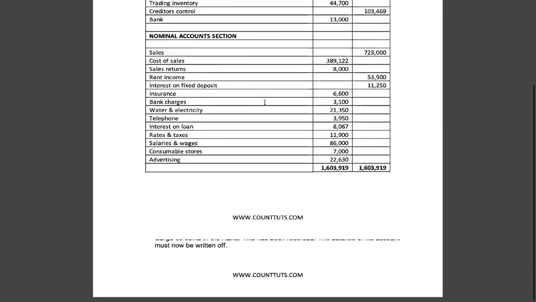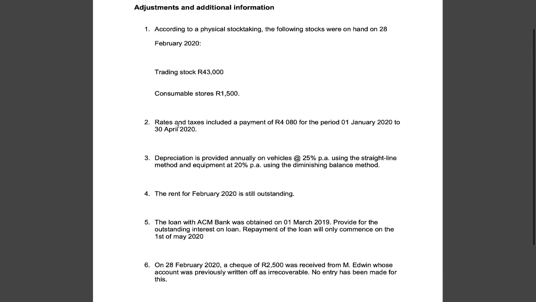Okay, so here the note number 3 is what relates to equipment. So I'm going to read here: depreciation is provided annually on vehicles at 25% per annum using the straight line method, and equipment at 20% per annum using the diminishing balance method. Now I hope you know how to calculate depreciation using the two methods. If you do not know that, we have a lesson specifically on that, and you'll find the link to that lesson in the description below, where we explain the difference between the straight line method and the diminishing balance method, and we go through an example of how to do that.